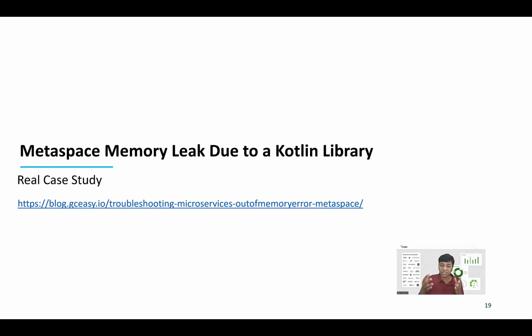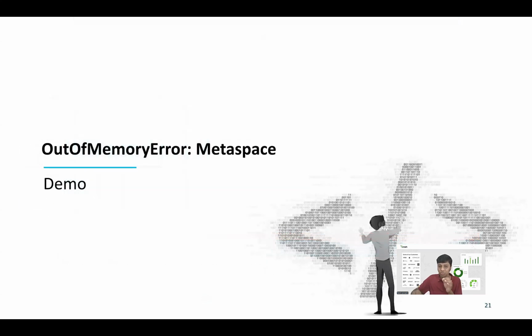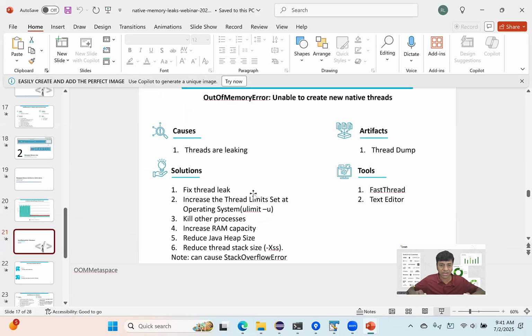Whenever new class definitions are created, where are they stored? They're going to be stored in the metaspace. And when the metaspace region was saturated, they were getting this out of memory error: metaspace. They are getting that error. So look into this case study. It's going to be very interesting. But now for our discussion, I'm going to show you a simple demo of triggering this metaspace error. Let's look into that.